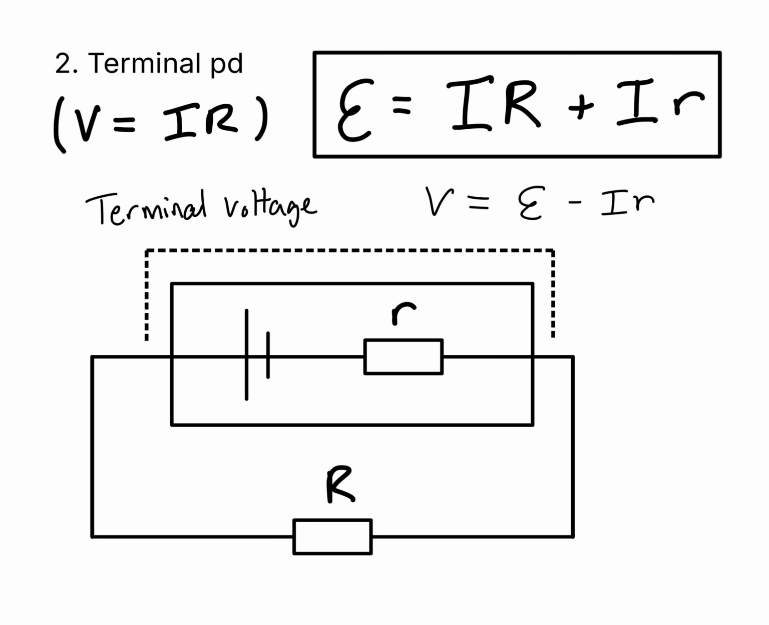And that's the punchline. You never get the full EMF out. The bigger the current you draw, the more you lose inside, and the more the terminal voltage sags. That's why your car headlights dim when you turn your engine over. You're drawing a huge current, so I little r is big, and the terminal voltage drops.